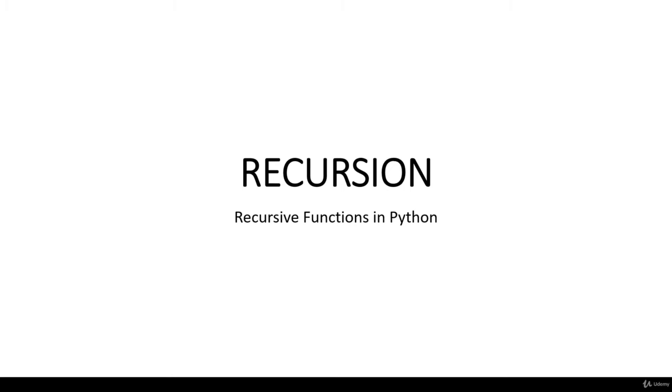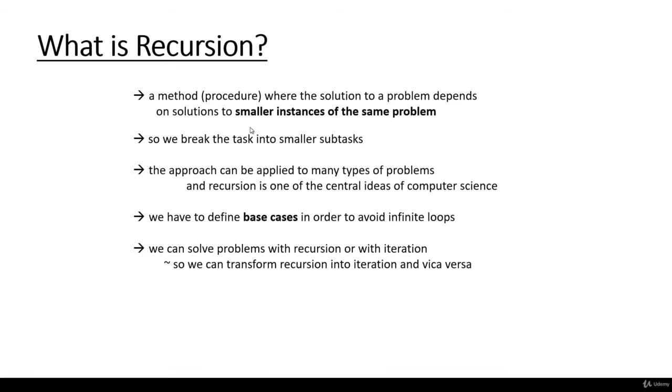In this chapter, we are going to talk about recursion and recursive function calls in Python. So first of all, you may pose the question: what is recursion? Recursion is a method or procedure where the solution to a problem depends on a solution to smaller instances of the same problem. So we are going to call the same function over and over again in order to reduce the original problem into smaller and smaller instances. So we break the task into smaller subtasks basically.